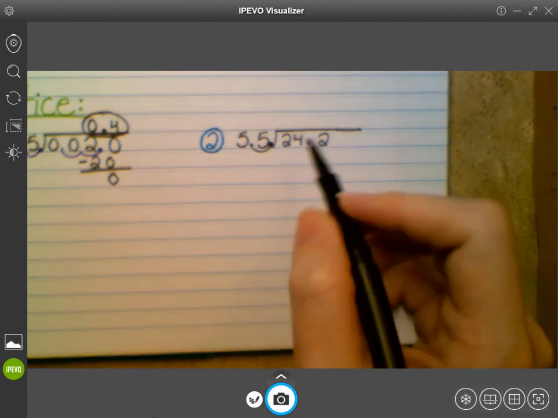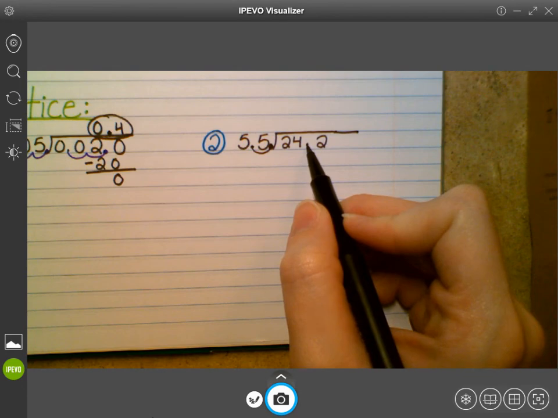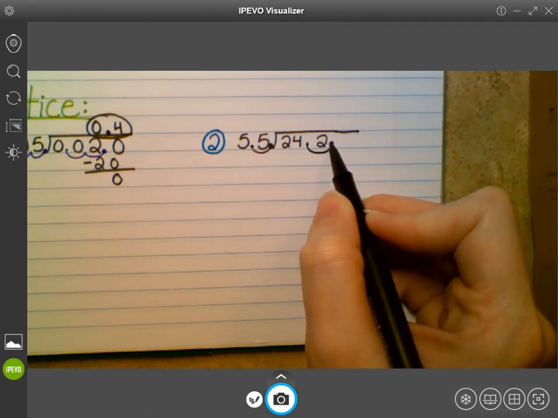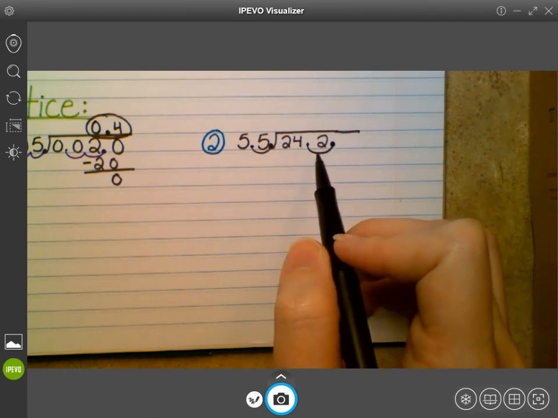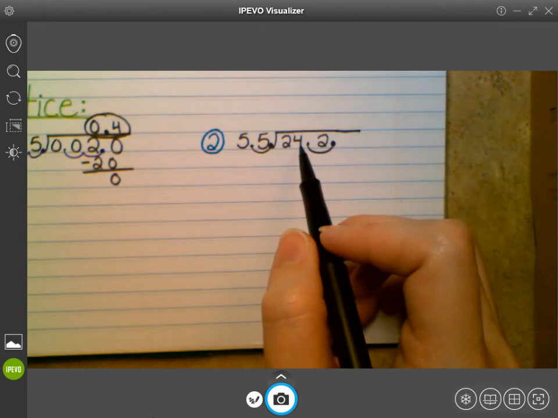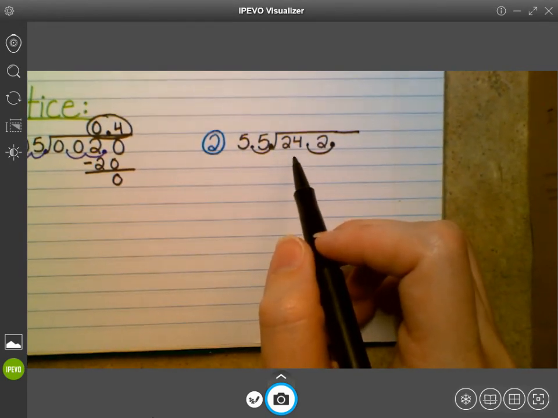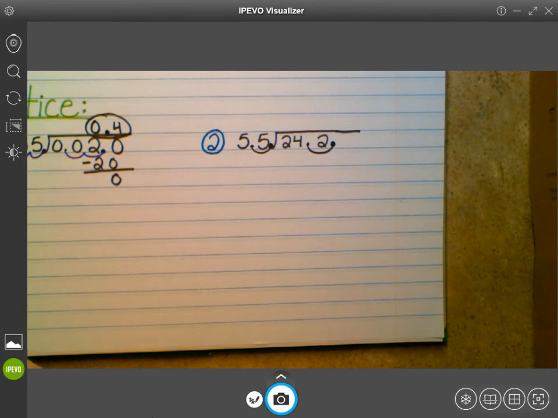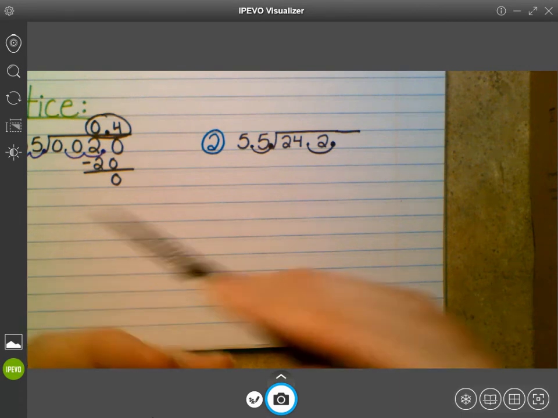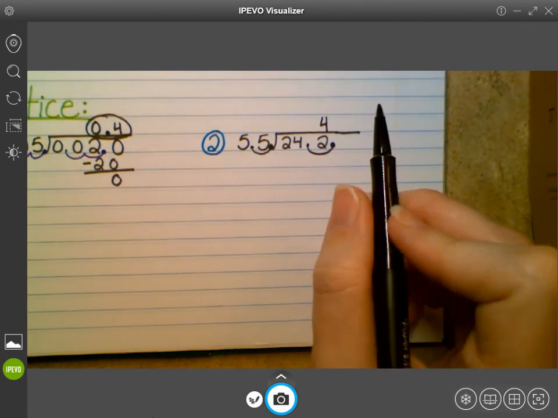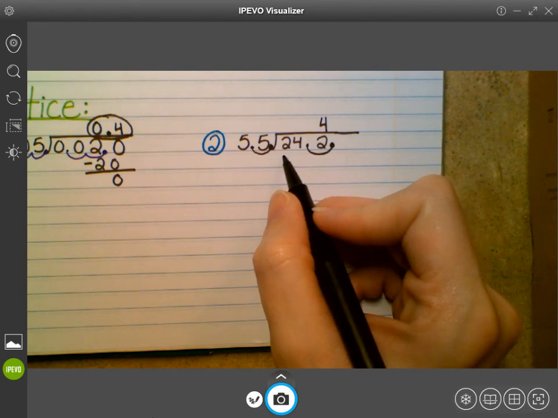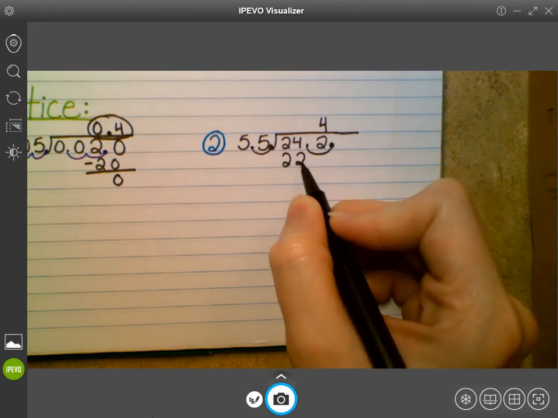And then since we moved this one once, we have to move this decimal in our dividend once. So move it once, now it's here. So now we have 55 going into 242. Because 55 can't go into 2, it can't go into 24, but it can go into 242. Show me on your hand, how many times does 55 go into 242? How many times? It goes in 4 times. So I'm going to put a 4 above the 2. 55 times 4 is 220. So I'm going to subtract 220.